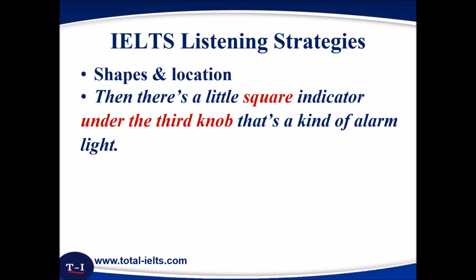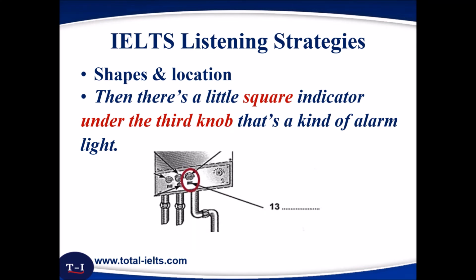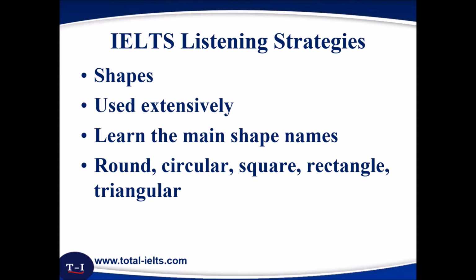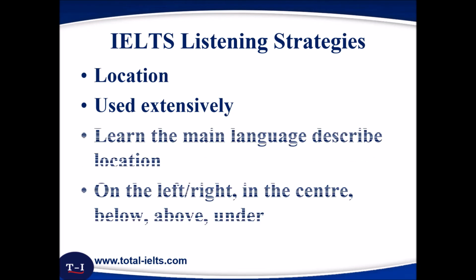Shapes and location are described in diagrams. For example, the recording says, then there's a little square indicator under the third knob that's a kind of alarm light. When it comes to shapes, you should be aware of the language used to describe the main shape names. For example, round, circular, square, rectangle, and even triangular. As for location, again, be aware and learn the main language used to describe location. For example, on the left or right, in the center, below, above, or under.